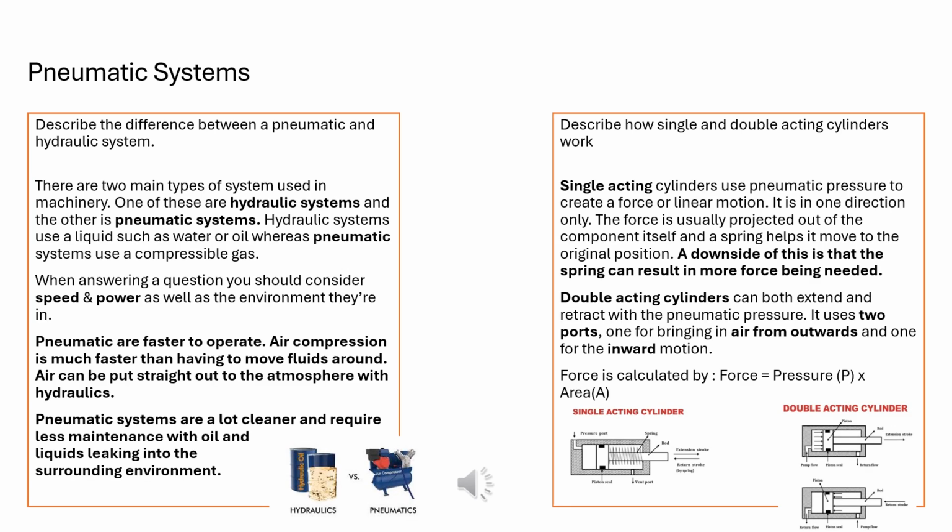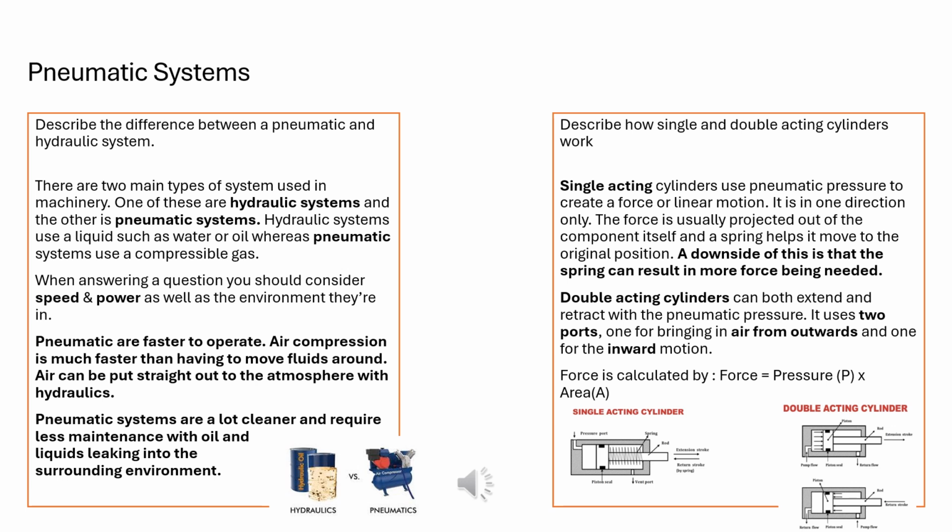So there are two types of systems. We have our pneumatic system and our hydraulic system. With this in mind, you need to be able to describe both of them in the different situations where you might use them. Now, hydraulic systems use a liquid such as water or oil to give the pressure, whereas pneumatic systems use compressible air or gas. Now, when you're answering these questions, you really need to think about the speed and power and the environment that you're in.